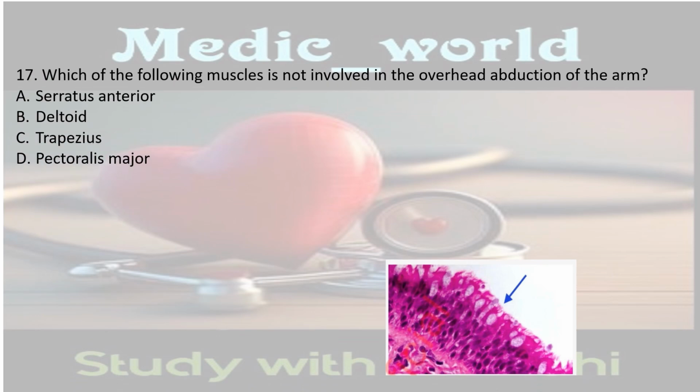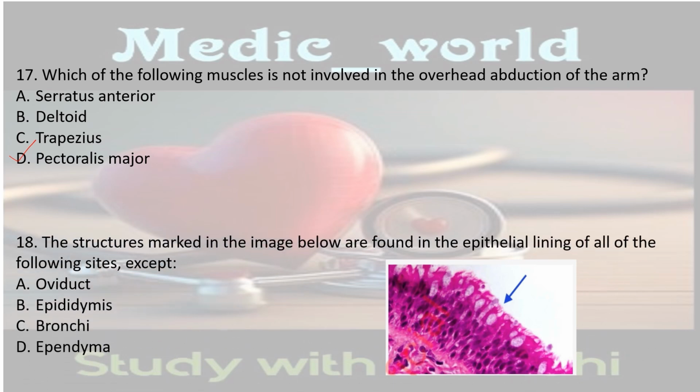Now the next question. Which of the following muscles is not involved in the overhead abduction of the arm? Let's see the options: serratus anterior, deltoid, trapezius, and pectoralis major. Pectoralis major is mainly involved in adduction and medial rotation of the arm and is not involved in abduction of the arm. So the answer is option D, that is pectoralis major.